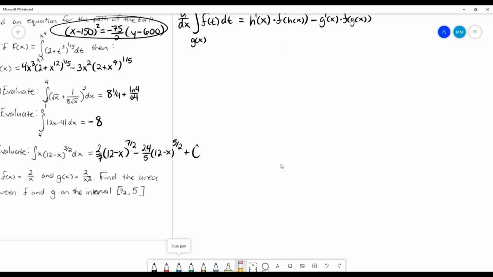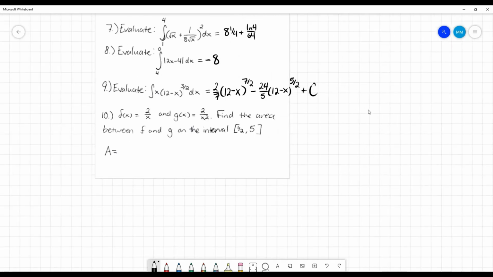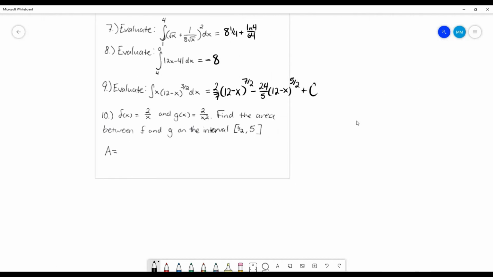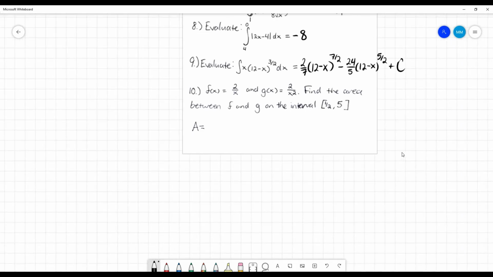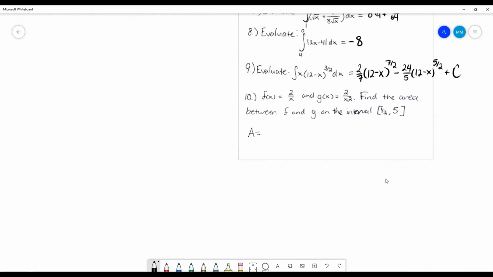And then we've got just one question left. This one is a more time-consuming one, though. So it says f of x equals 2 over x, and g of x equals 2 over x squared, and we want to find the area between them on this interval. So I'm first going to check for any intersection points on this interval, just to make sure that we get all positive areas, and split up any integrals if we need to.